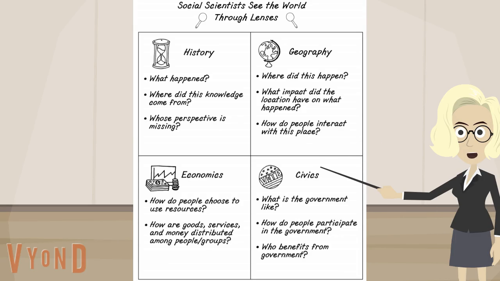Still more are economists. Economists study how resources are produced and how goods, services, and money are distributed between people. And some social scientists study civics. They study governments and how people participate in governments. They're especially interested in which groups benefit from government and which don't benefit.